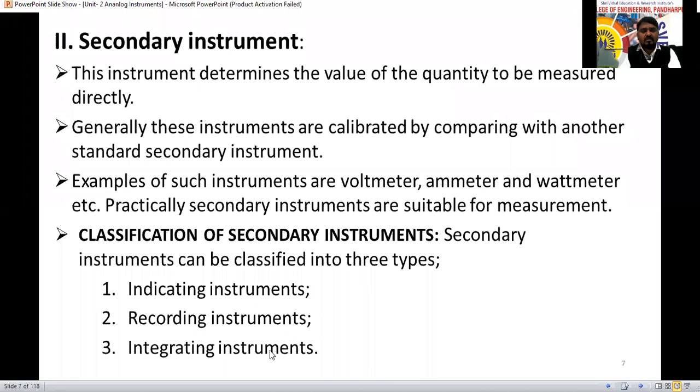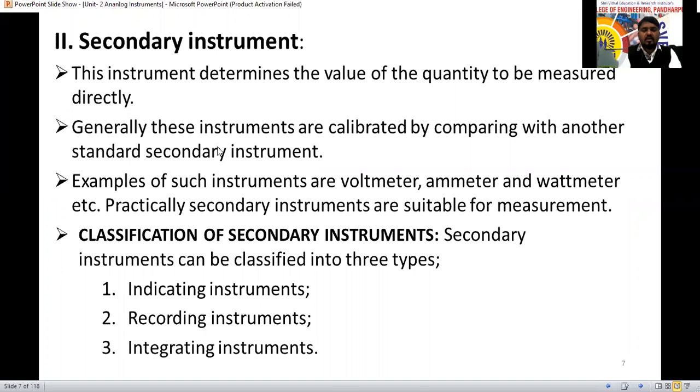The second one is called secondary instruments. This instrument determines the value of the quantity to be measured directly. If voltage is needed, a voltmeter gives it directly in the form of volts. If current is required, directly in the form of amperes it is going to display the values over there. So this instrument determines the value of the quantity to be measured directly, giving that parameter value here.